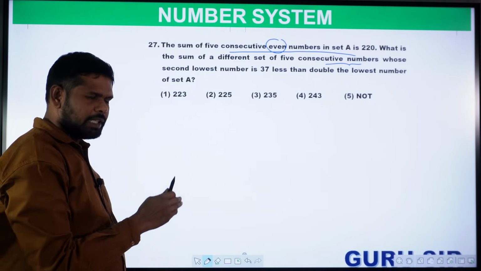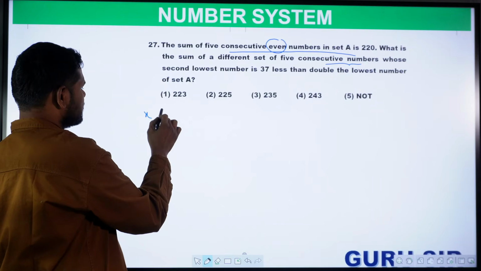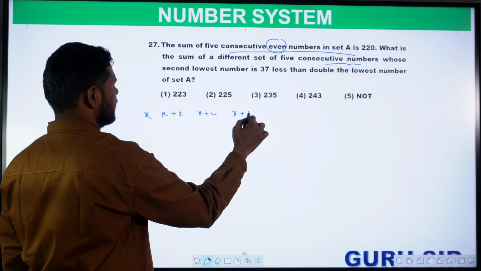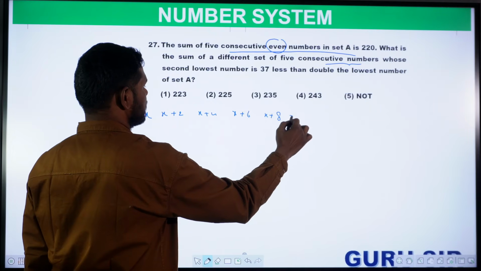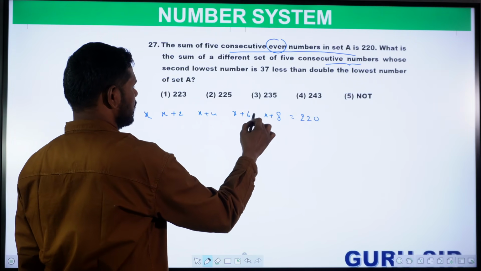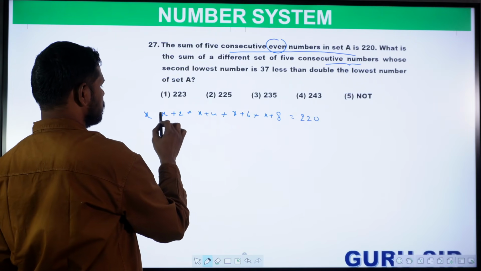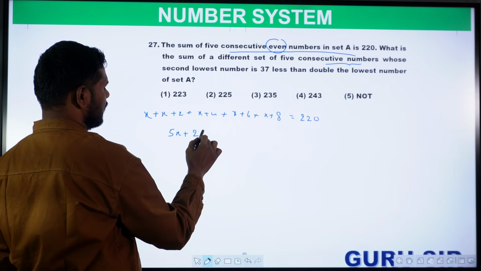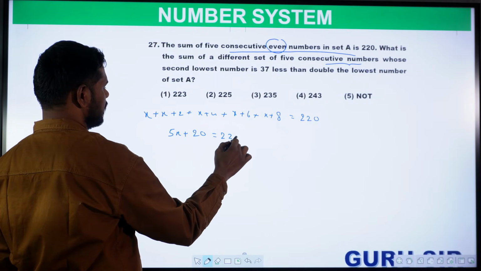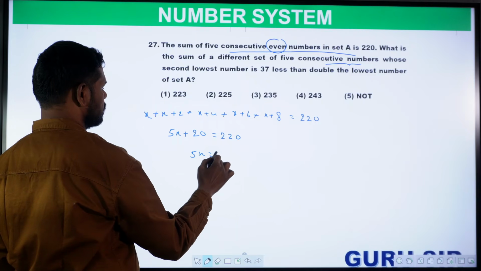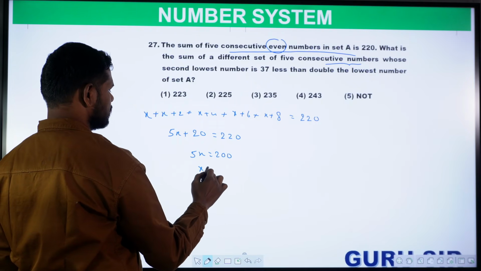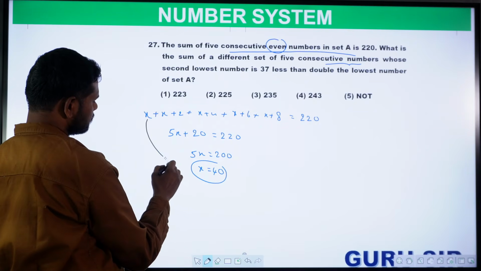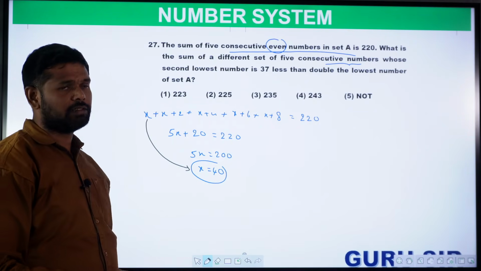The 5 consecutive even numbers sum to 220. Suppose they are x, x plus 2, x plus 4, x plus 6, x plus 8. The sum of all these is given as 220. So 5x plus 20 equals 220, 5x equals 200, x equals 40. So the lowest number is x, which is 40.